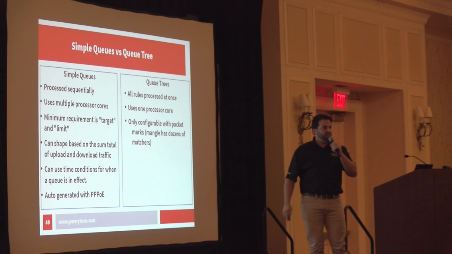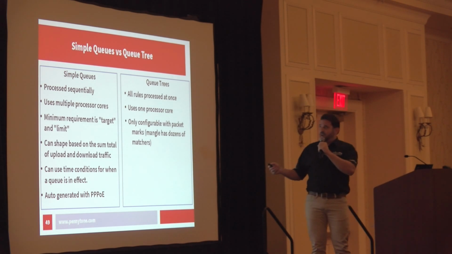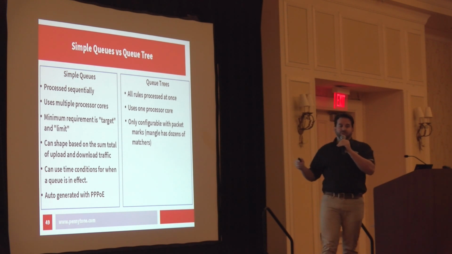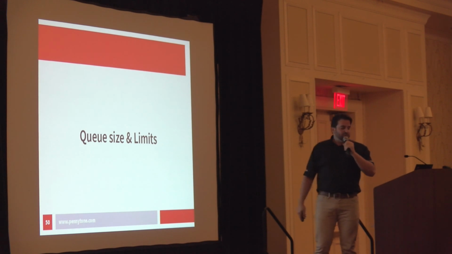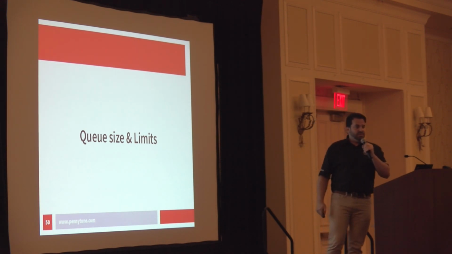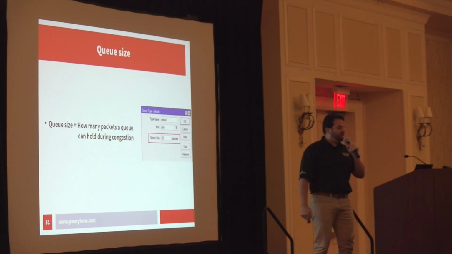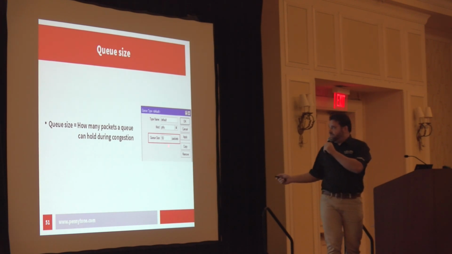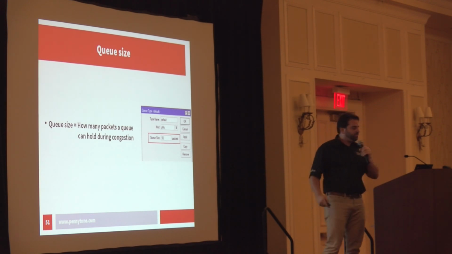I just tend to use simple queues. And the examples in this presentation are going to be simple queues, because simple queues have a bandwidth graph. Queue trees don't. Don't know why. So let's talk about queue sizes and limits. Every queue can have a size and needs to have its limit specified. So queue size is just basically how many packets a queue can hold during congestion. And over here, we see the queue size for the default queue type is 50.